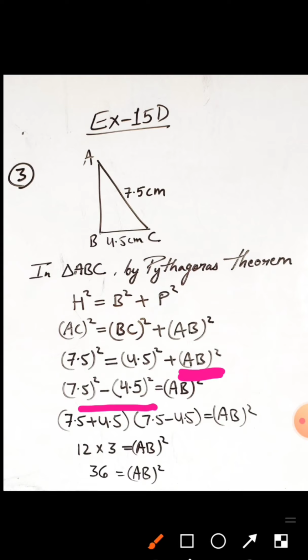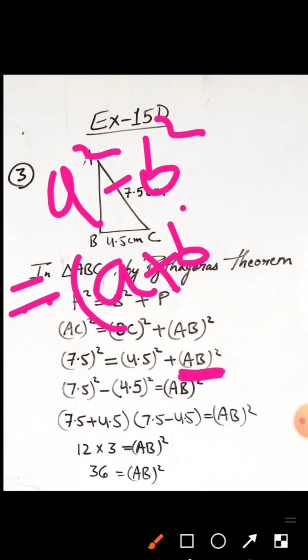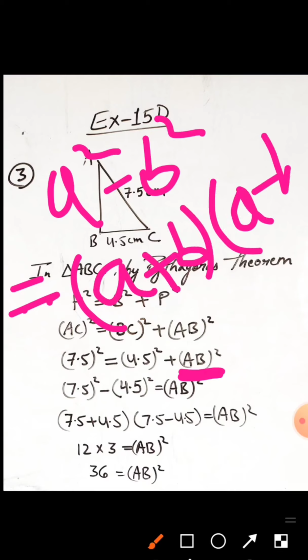So we have two ways here. First, we can find the square of 7.5 and 4.5. It will be a little bit typical for us, and we have another way that will be easy. We can use the identity a square minus b square. We already have done it in the previous classes: a square minus b square is equal to a plus b into a minus b. This identity we are going to use here. It will be easy for us to solve.